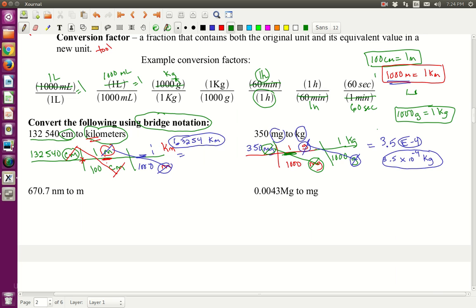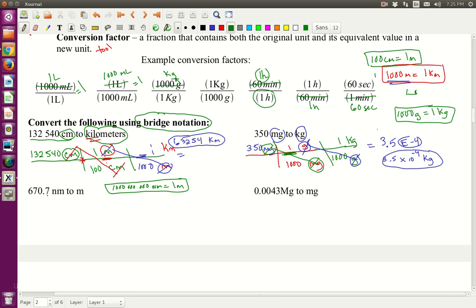Okay? So I'm going to write that relationship here. There are 1 billion, or nano 9 zeros, 1 billion nanometers equals 1 meter. That's how I like to remember it.